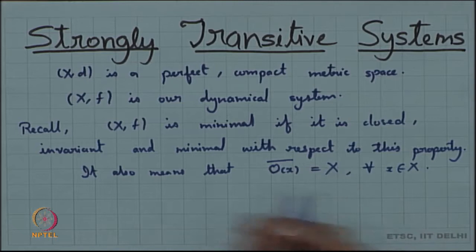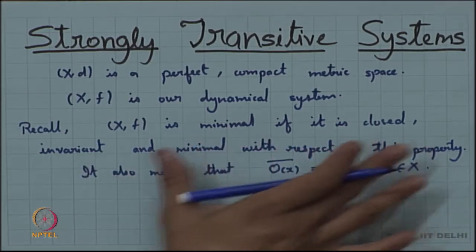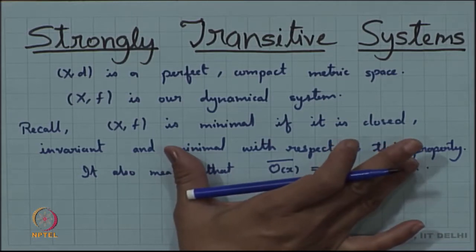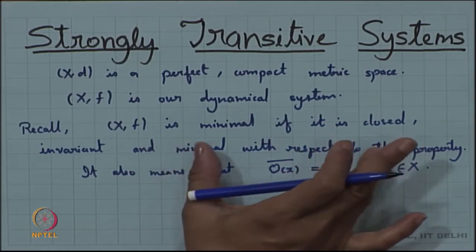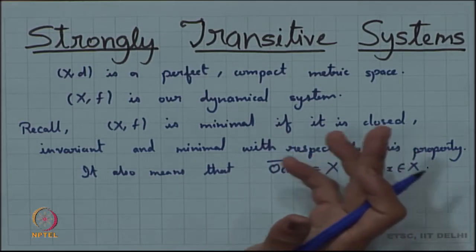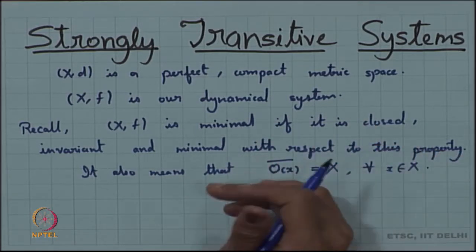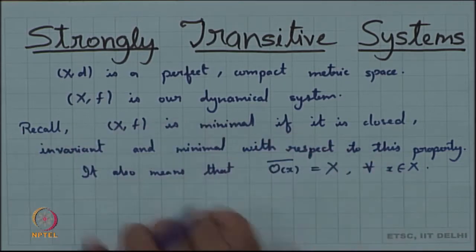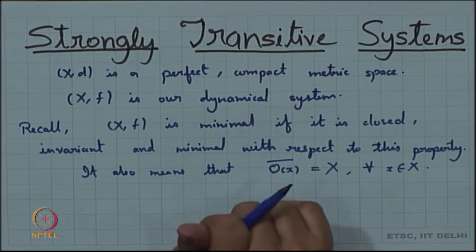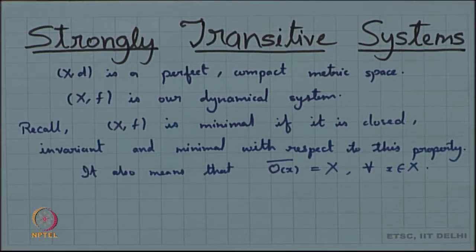Since we know that the system is minimal, it is closed, it is invariant, and it is minimal, that means that no proper closed subset can have the same property. So we have that the orbit is dense for every x in X. We know this definition of minimality. Now, let us look into this once again.